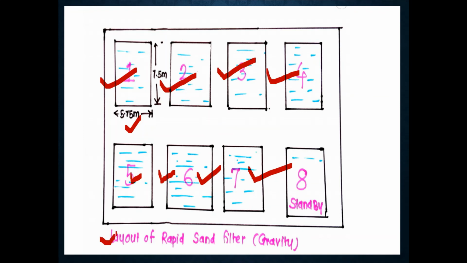Along with this answer and calculation part, you should draw the layout of the rapid sand filter. It creates a good impression on the examiner who is going to check your paper, and he will consider that you have not only understood the design calculation part but you have understood the layout also. In this manner we will solve the problem type 1 with respect to the rapid sand filter.